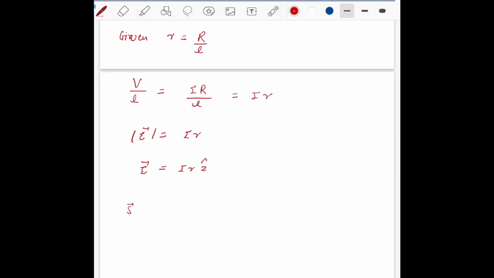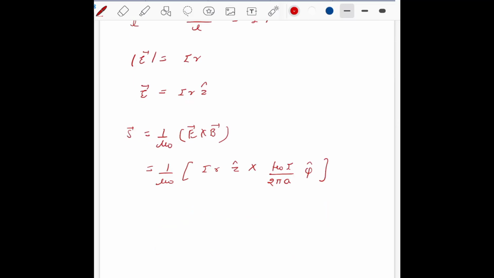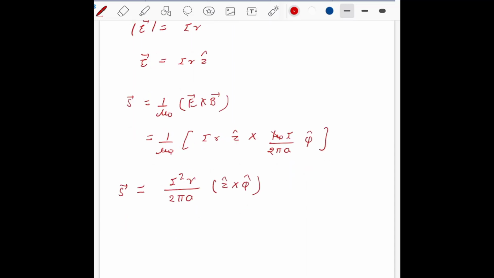So the S vector, which is 1 by mu naught E vector cross B vector, is equal to 1 by mu naught, I r in the z cap direction, cross mu naught I upon 2 pi A in the phi cap direction, which equals, mu naught will cancel out, I square r by 2 pi A, z cap cross phi cap. So in the cylindrical polar coordinate system, z cap cross phi cap will become minus r cap. So I square r upon 2 pi A, minus r cap.